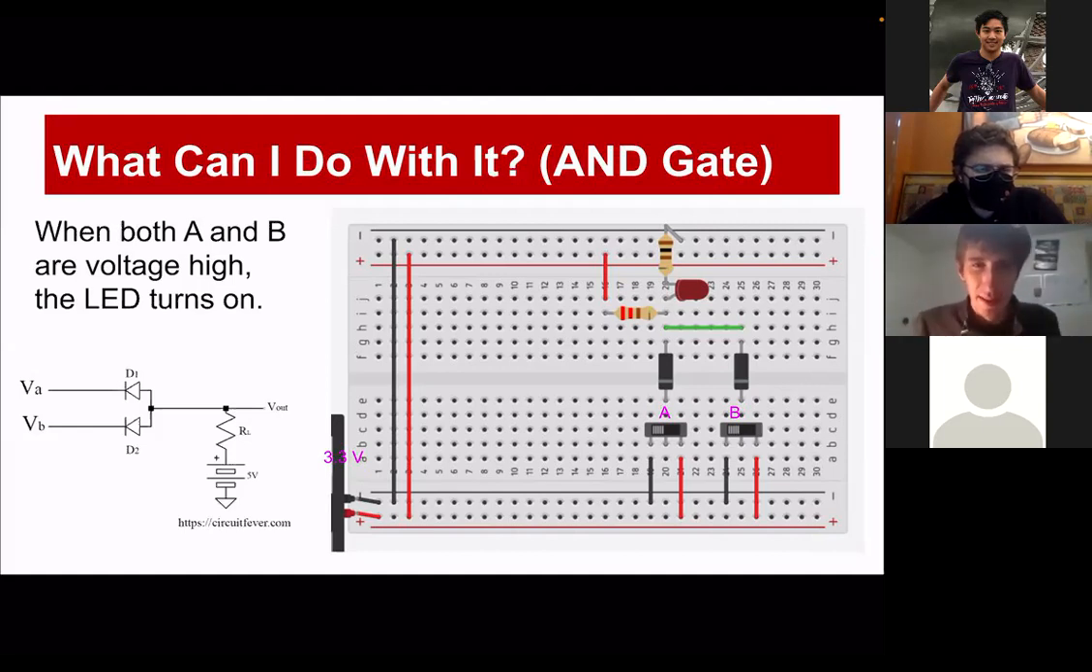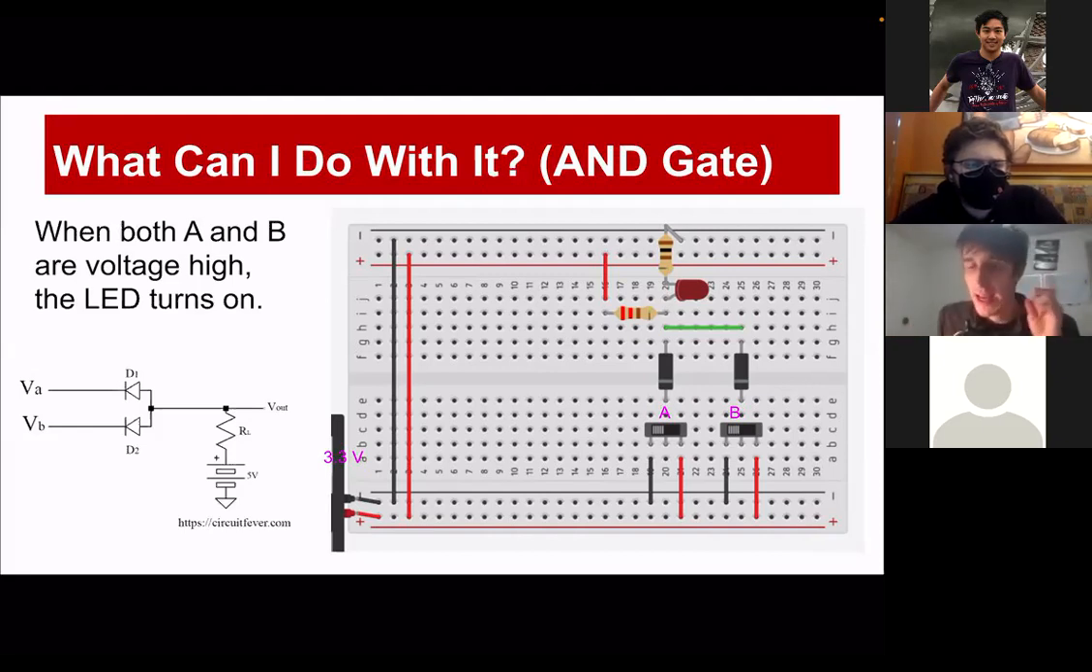So what's going on here? Well, when both of them are low, it means that we are forward biased, meaning that current is flowing from our battery into VA and VB, which are held at ground.